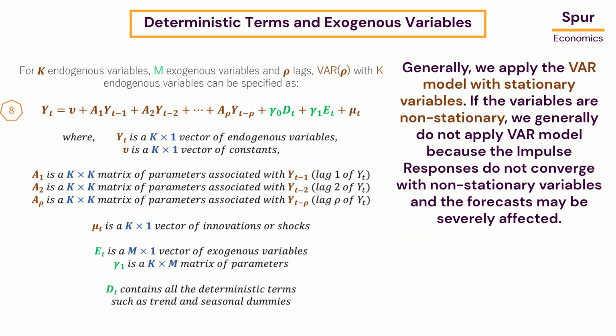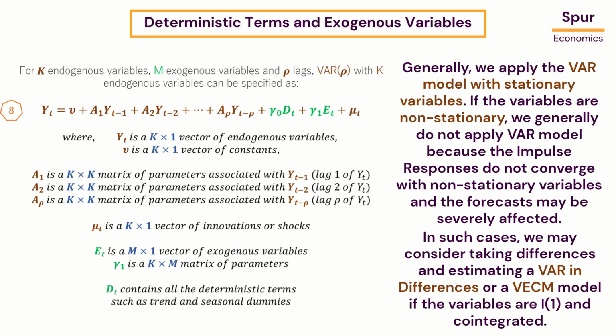Generally, we apply the VAR model with stationary variables. If the variables are non-stationary, we generally do not apply VAR model because the impulse responses do not converge with non-stationary variables and the forecasts may be severely affected. In such cases, we may consider taking differences and estimating a VAR in differences or a VECM model if the variables are I1 and cointegrated.